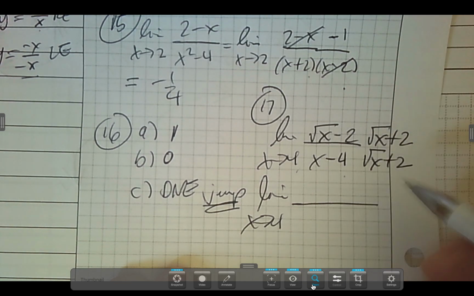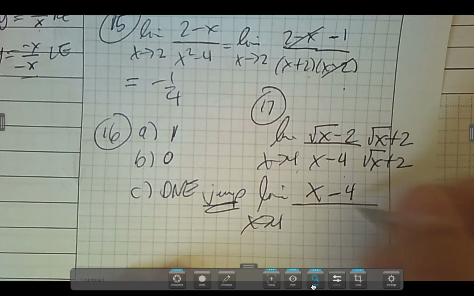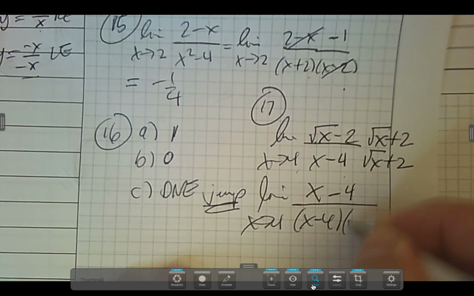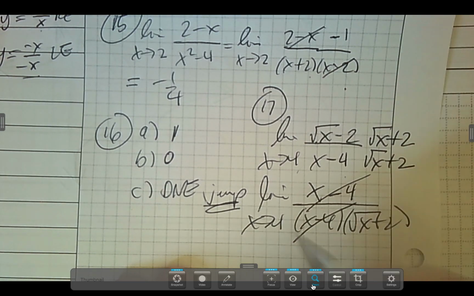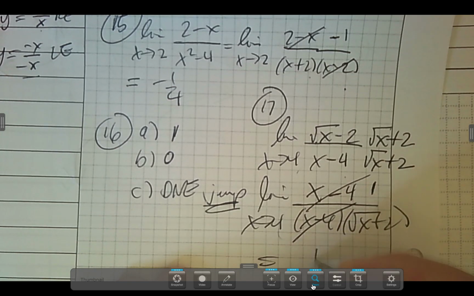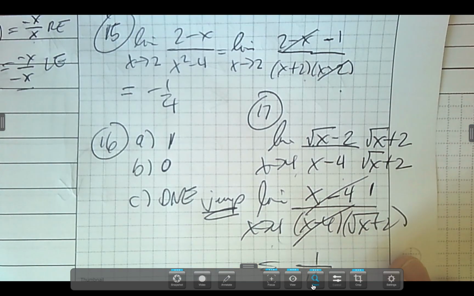The numerator: root x times root x, and -2 times 2. The denominator: put them beside each other. Notice the x minus 4 will divide out. Now you can plug in. What you didn't see is there's a 1 there. And when you plug in, you get the answer 1/4.